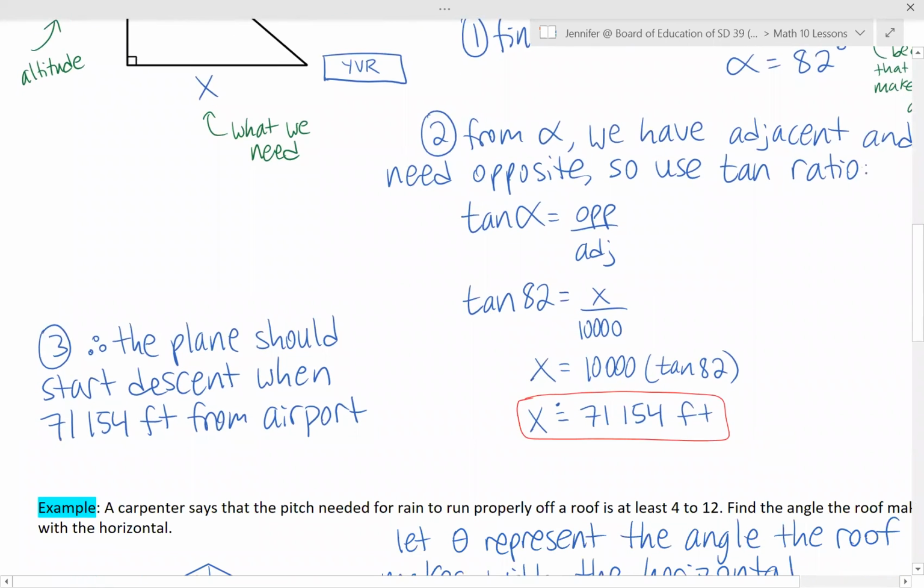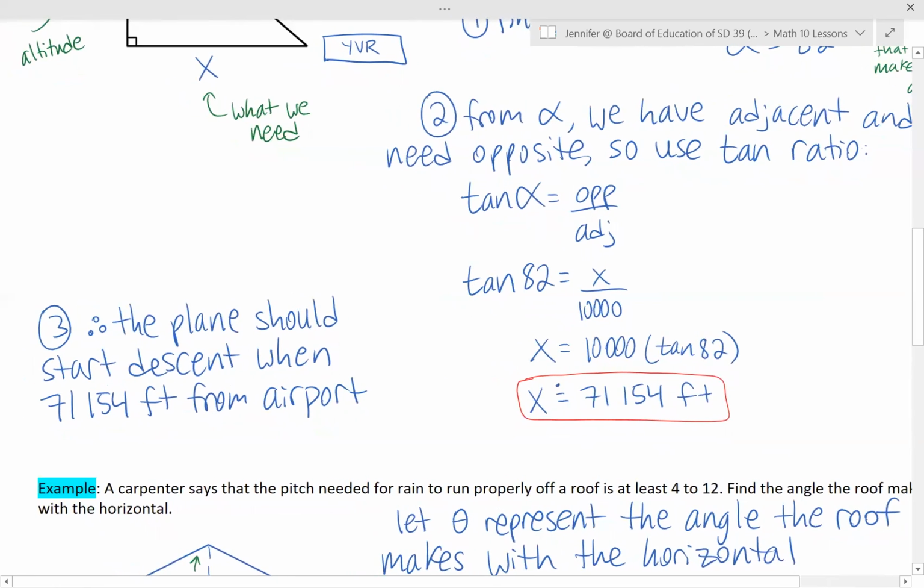Okay, let's try another type of example we might see with some of our new vocabulary. A carpenter says that the pitch needed for rain to run properly off a roof is at least 4 to 12. Find the angle the roof makes with the horizontal. So this is that new word, pitch. Remember, this represents our slope.